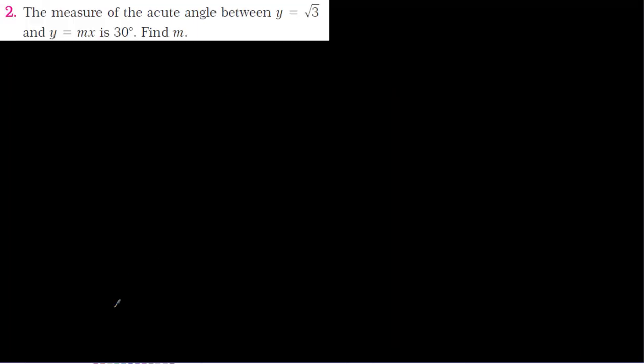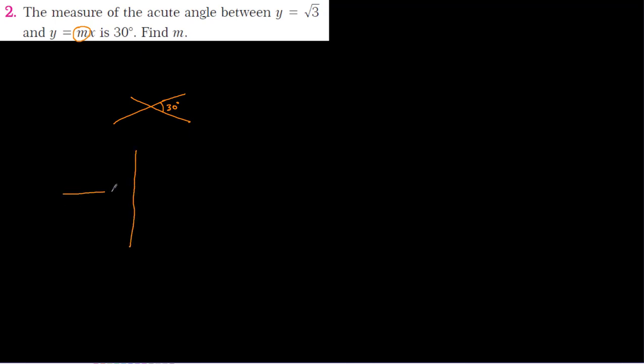Okay, the next one. This time the angle is given between them, and it is asking to find the m value. Here it is equal to 30 degrees, and we are going to find the slope of the line, which is equal to m here. And the second one is given as y is equal to root 3. You know that it is parallel to the x-axis.